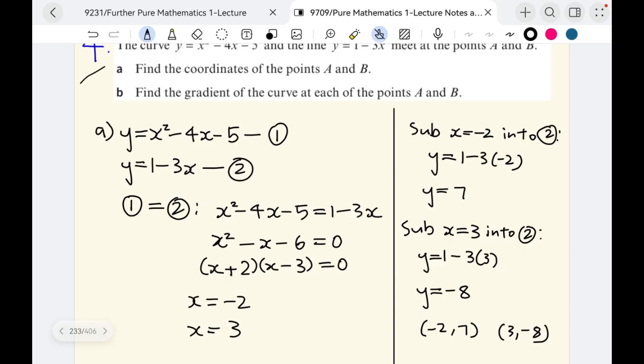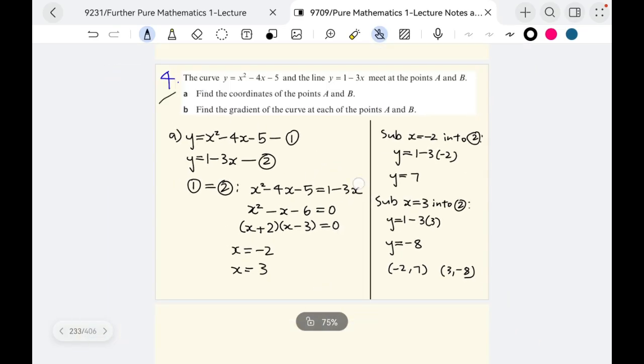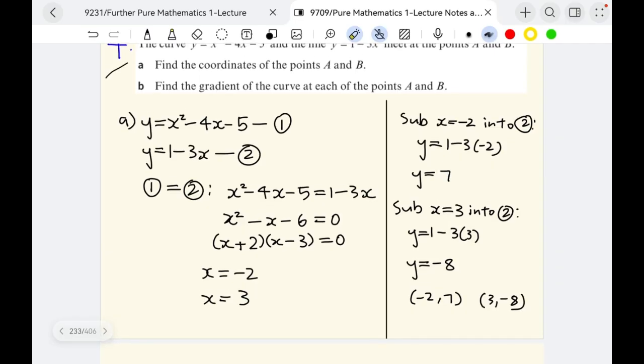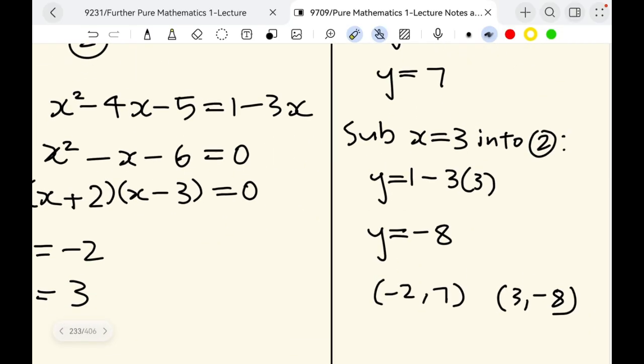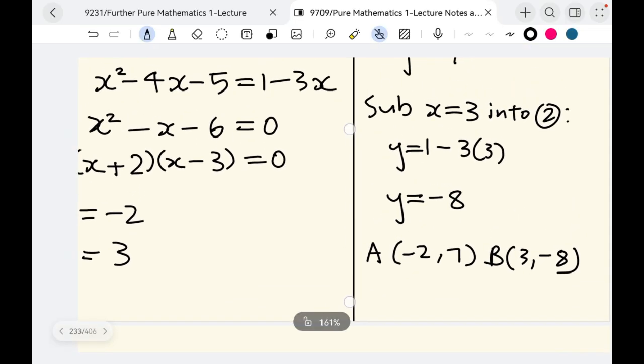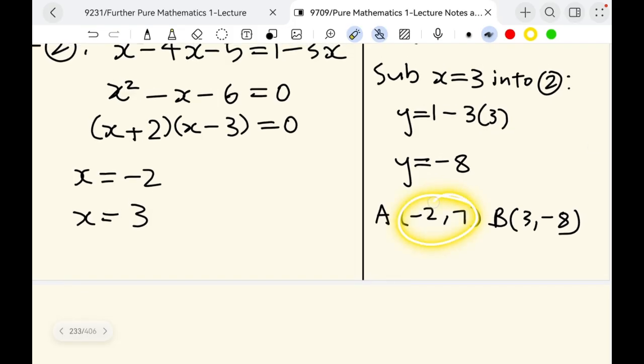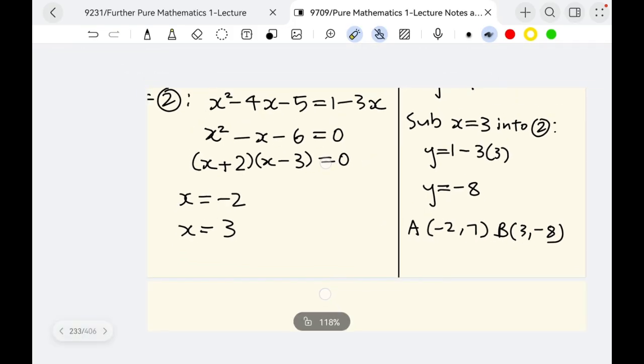Alright, it doesn't matter if you didn't write which point each coordinate belongs to. Okay, as long as you have found the two coordinates, this is the marking criteria. Alright, so for me, I would say let's label the coordinate A for the lower x coordinate and B for the other one. Alright, or you can swap it because it doesn't matter, the permutation or arrangement of the coordinates that you obtain, right?